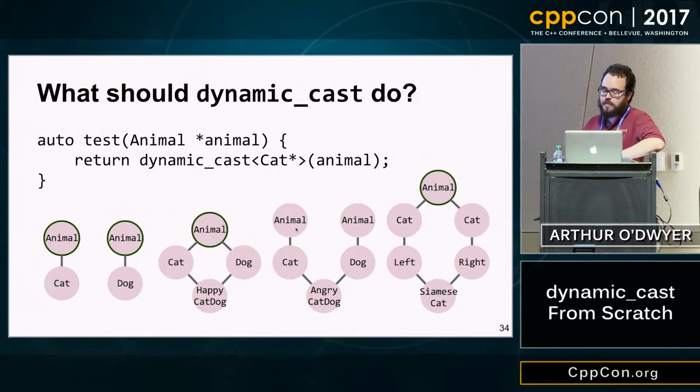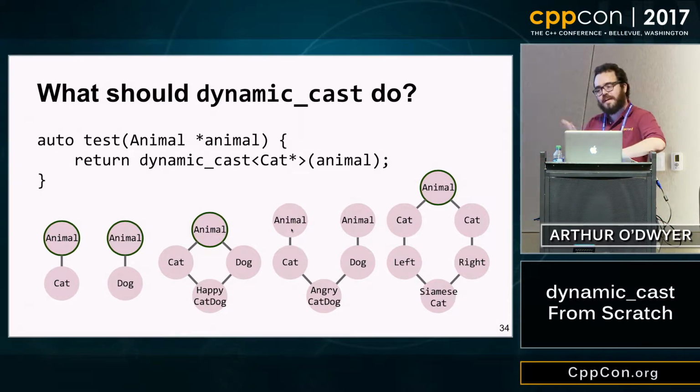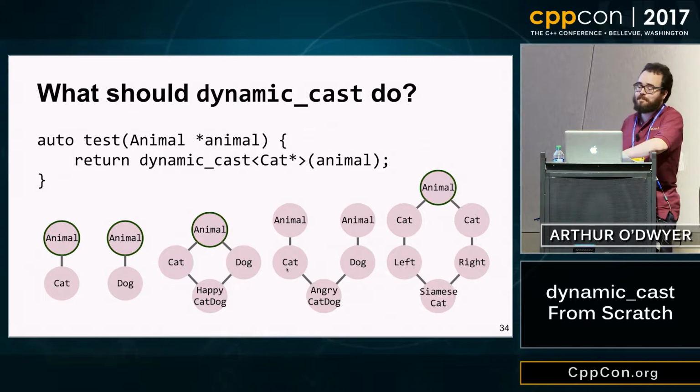Let's go over here. Now I have a pointer to this animal, and I say, give me this cat. Everyone sees my pointer, I hope. I say, give me this cat. This animal is the base of a cat. Here you go, have a cat.